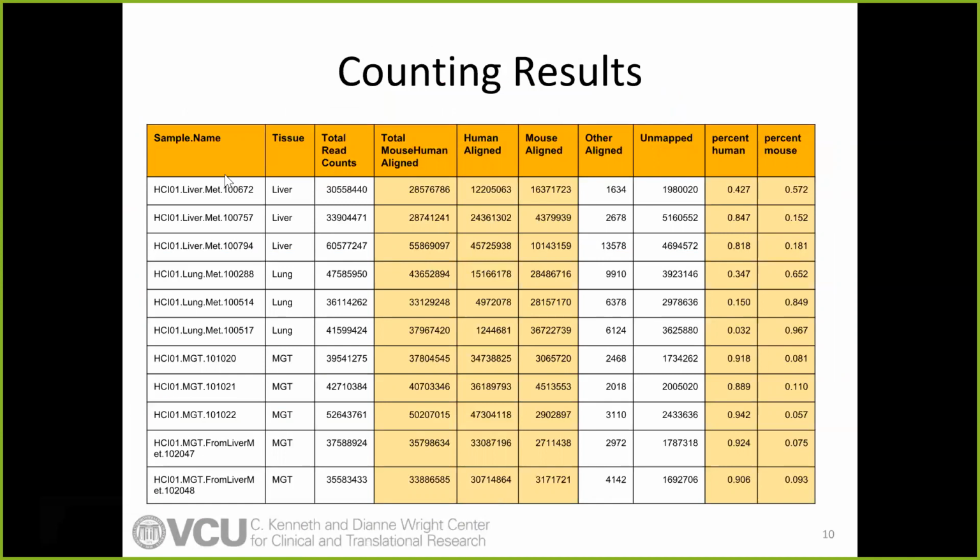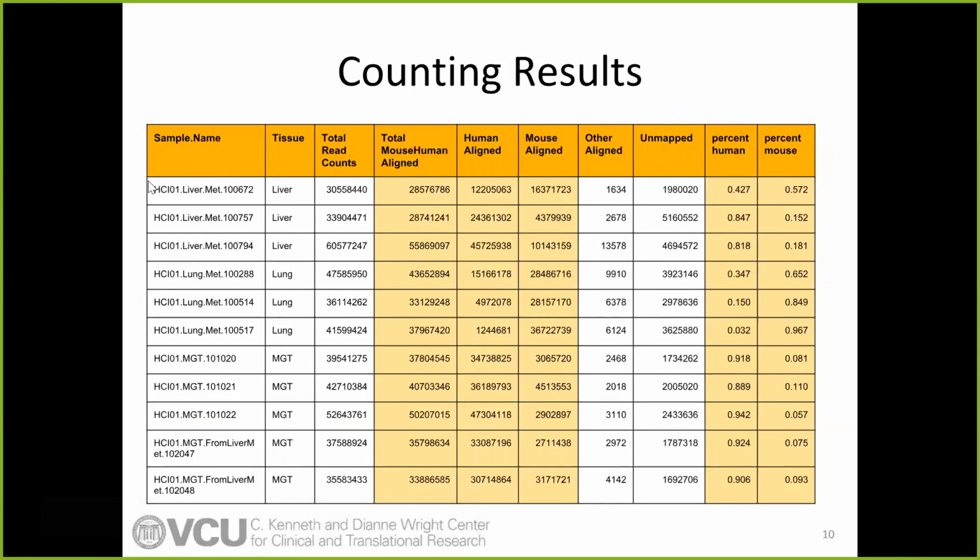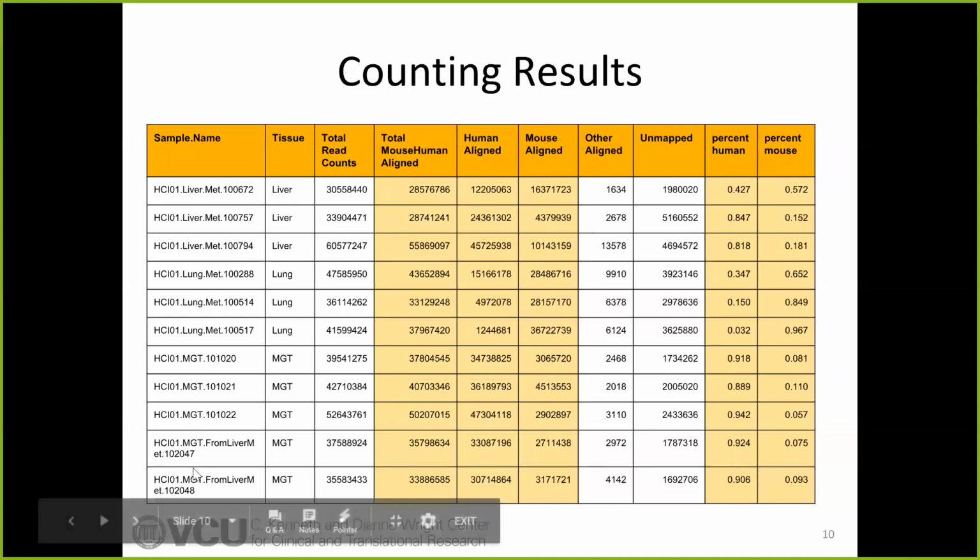So here's just the sample name. We have a PDX model that we've named HCI01. And this is actually a liver metastases from the breast cancer. We have lung metastases. These MGTs are the primary mammary gland tumors. And then we have some other samples that are more complicated that I won't explain, but they're in the paper. We have the different tissues.